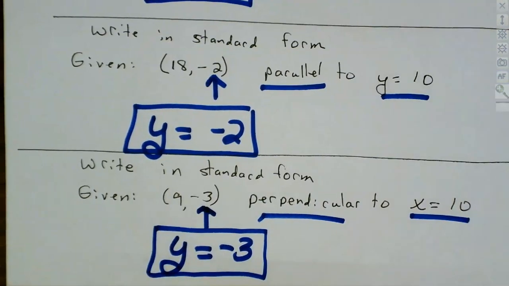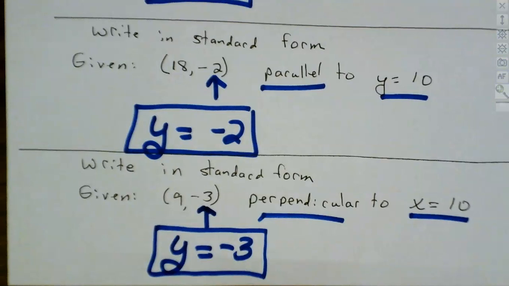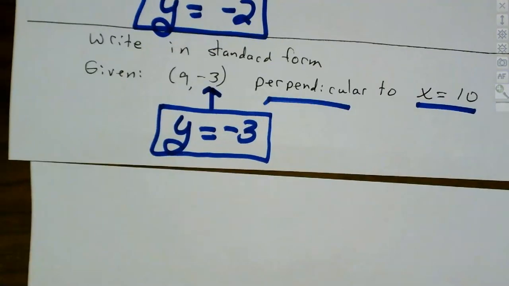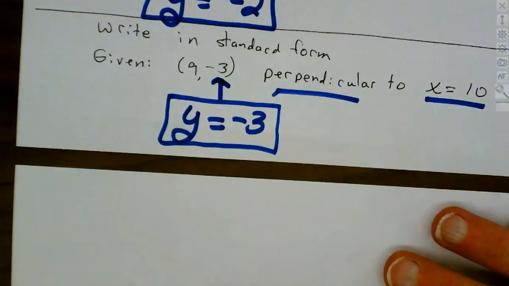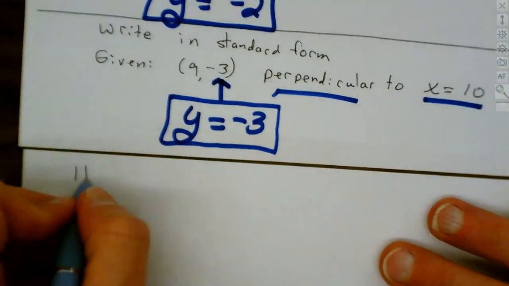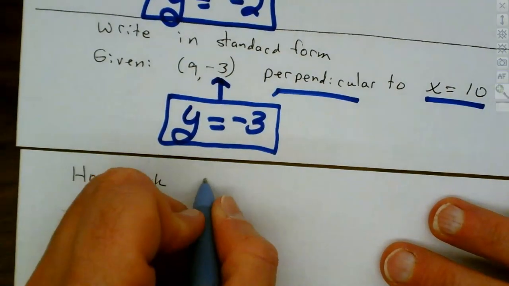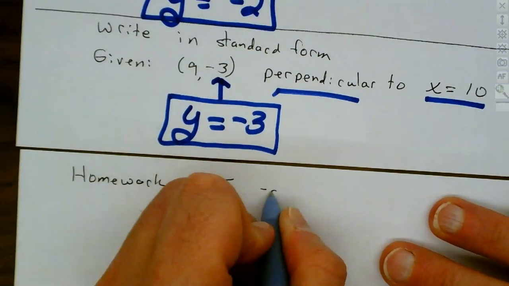Negative 3. Now, what's going to be our homework for next class period? Which will be a while. But we finished up today 2.5. So your homework is 2.5, and you should be able to do them all.